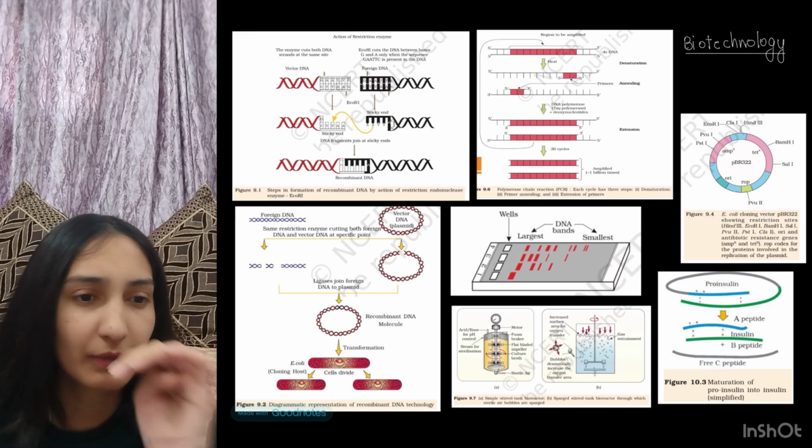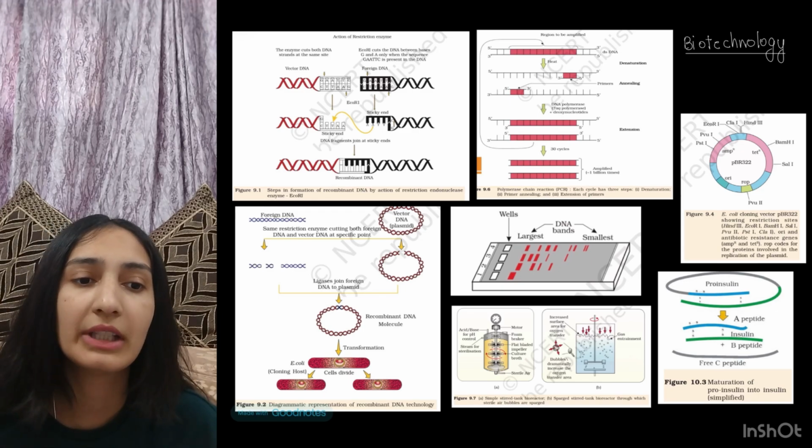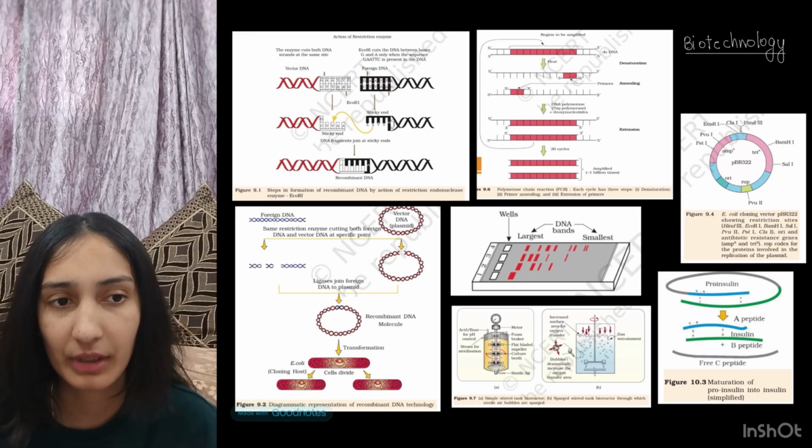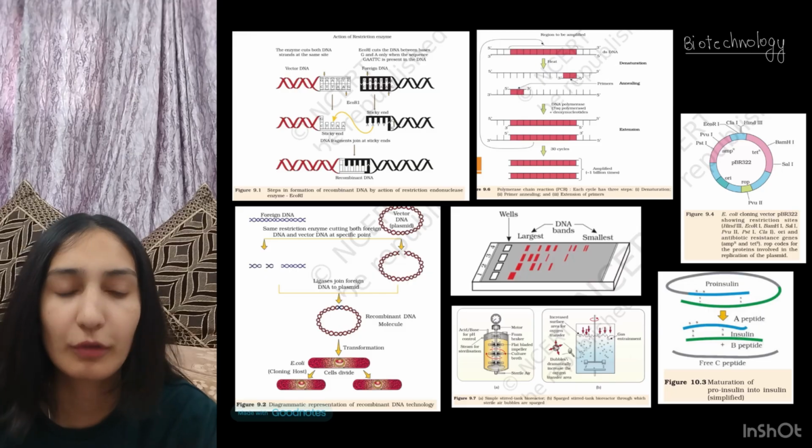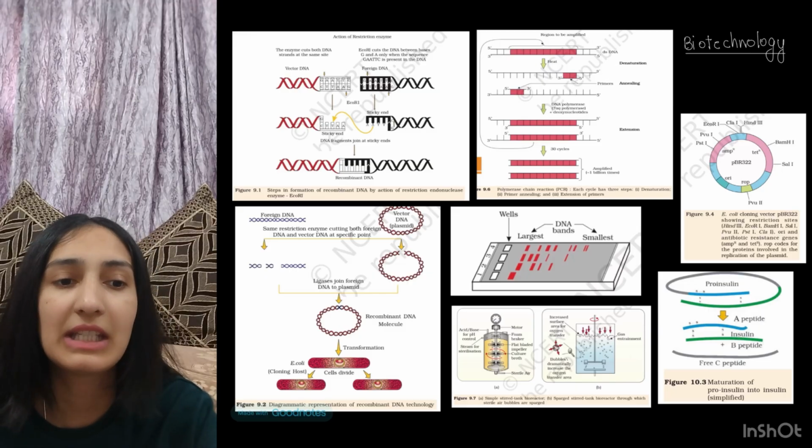Next we have figure 10.3, which shows the maturation of proinsulin into insulin. This is simplified, showing how the A peptide is formed. We have insulin and we have B peptide, then we have the free C peptide.